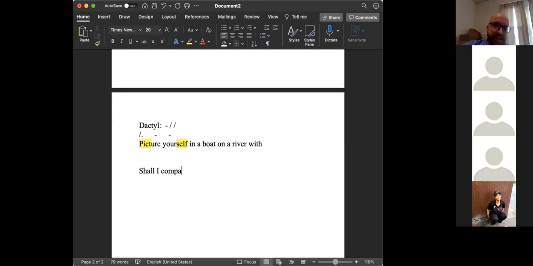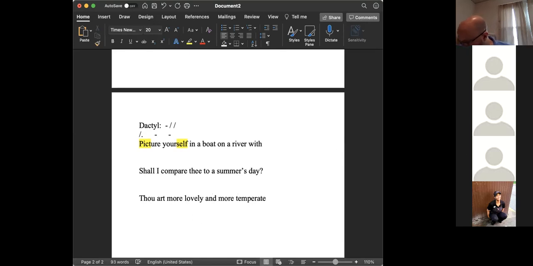Sonnet 18. Shall I compare thee to a summer's day? Thou art more lovely and more temperate. Rough winds do shake the darling buds of May. So let's scan these first three lines. So let's talk about how the syllables work.